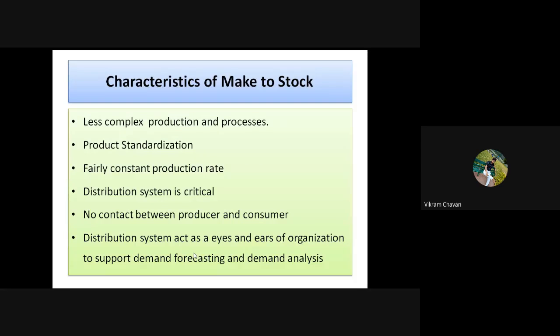There should be integration of production and distribution, which is essential to keep a stable flow of products to the consumer and to be responsive to any change, as there is no contact person between producer and consumer. So the distribution system acts as the eyes for forecasting and demand analysis. But here the production process is mostly standardized, and less complex as compared to the distribution system.